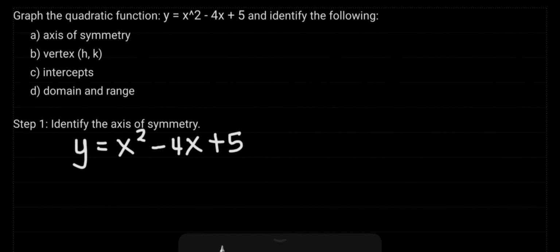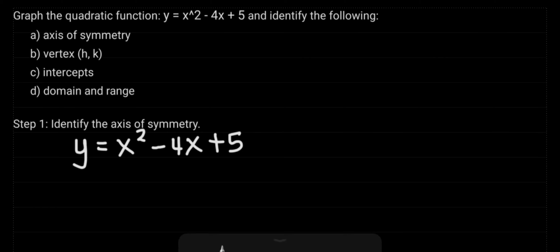This video is a continuation of the topic on how to graph the quadratic function and identify the following: A. Axis of symmetry, B. Vertex, C. Intercepts, and D. Domain and range. For step 1, identify the axis of symmetry.